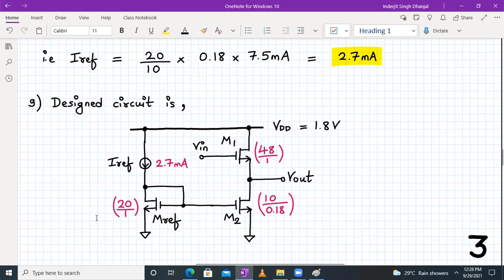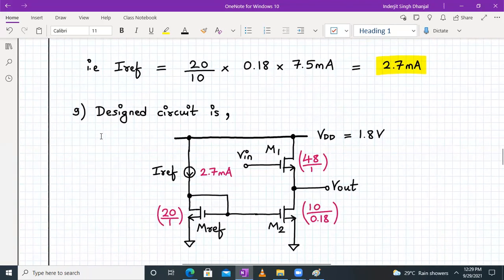We assumed the value for transistor sizing for M reference, and we have determined the transistor sizing, that is W by L ratio, for M1 transistor along with the I reference. So whenever you get such a design, it's a combination of your amplifier as well as a current mirror. So that's how you complete it, and similarly you can get similar numericals based on some other amplifiers.